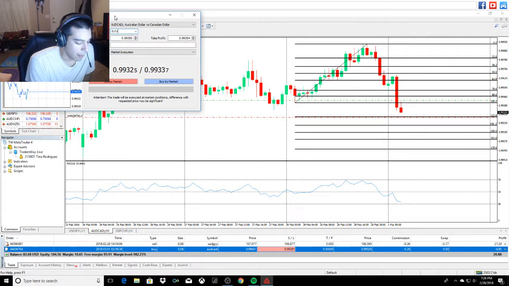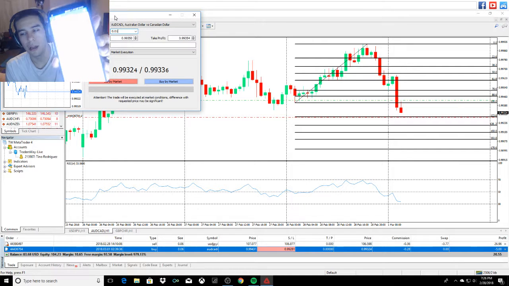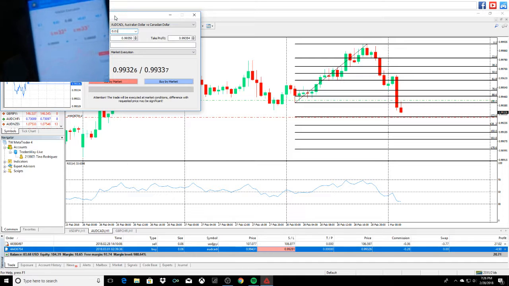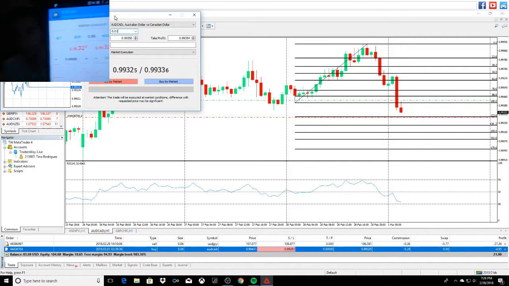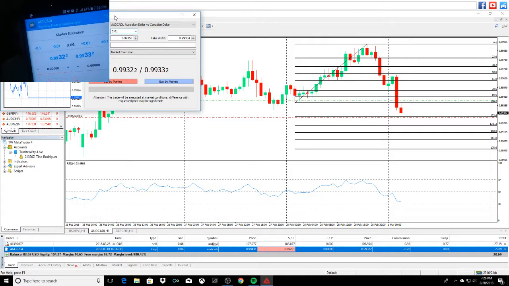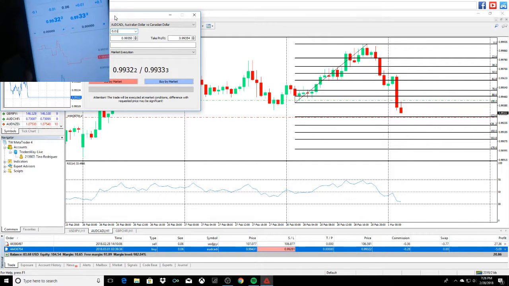I'm not sure if the camera is actually going to pick this up or how good it's going to look, but this is how it looks on the phone. Let me see if it picks that up. Okay, hold on, let me get this right. Move it this way to get centered. Market execution. You see the lot size. You see the stop loss in red, and the green is the take profit. And then at the very bottom, you're going to see buy by market and sell by market.